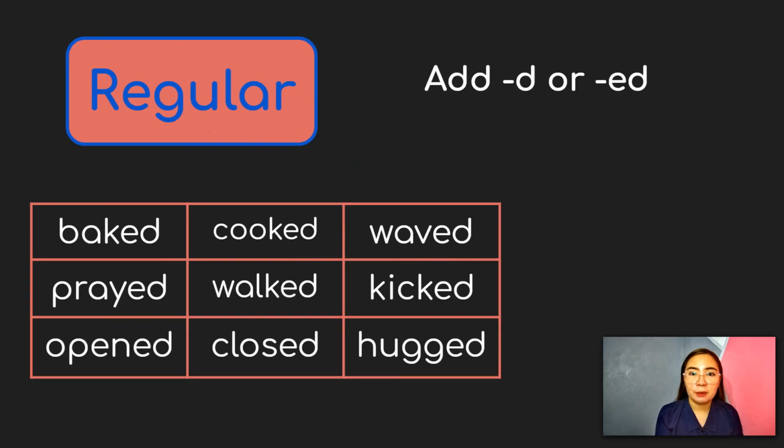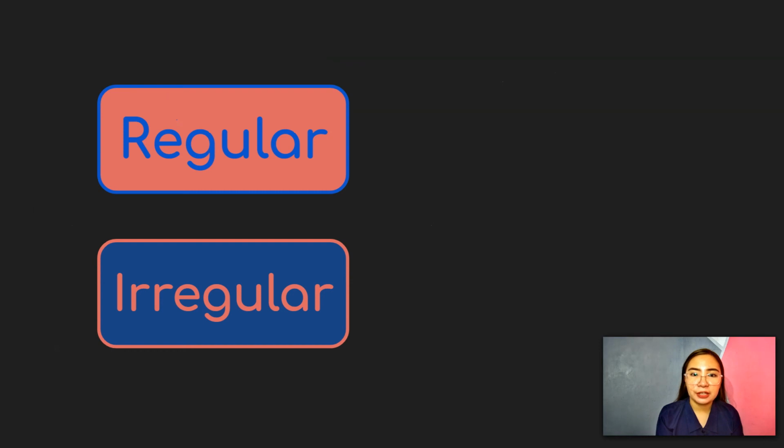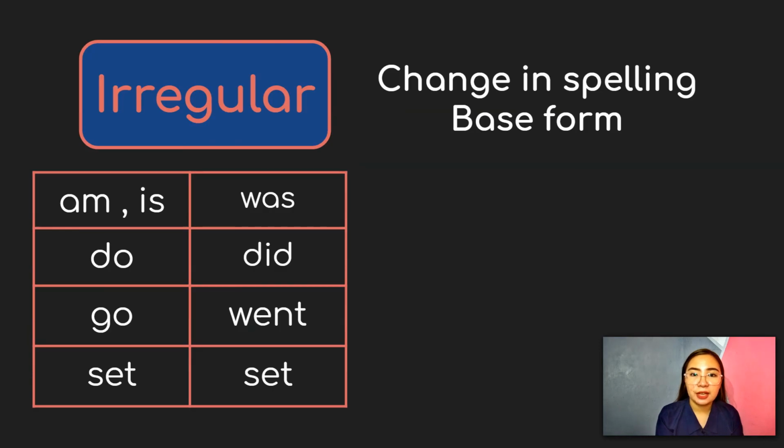For the regular verb, you just need to add d or ed at the end. For example, baked, prayed, opened, cooked, walked, closed, waved, kicked, and hugged. And for the irregular verb, there are two ways as well. You can change the spelling, and some verbs remain in its base form. For example, am and is to was, do to did, go to went, and set is still set.